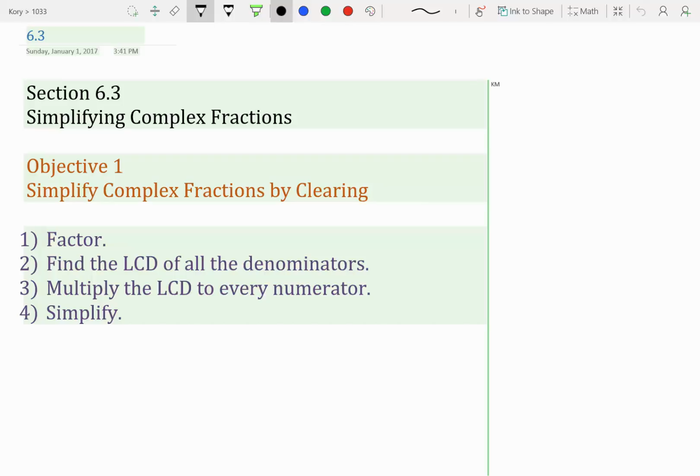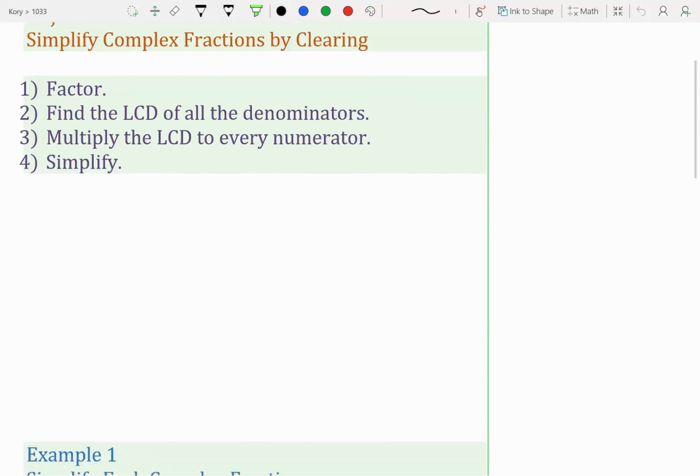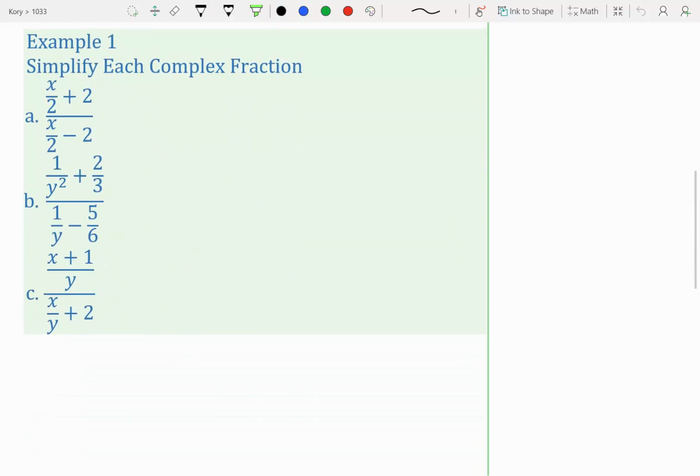Section 6.3, simplifying complex fractions. So objective 1, we're going to simplify complex fractions by clearing. What we have been doing since 6.2: we factor, find the LCD of all the denominators, multiply the LCD to every numerator, then we simplify. So example 1, part A.